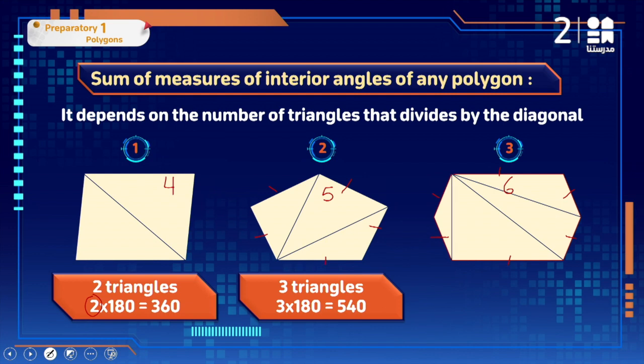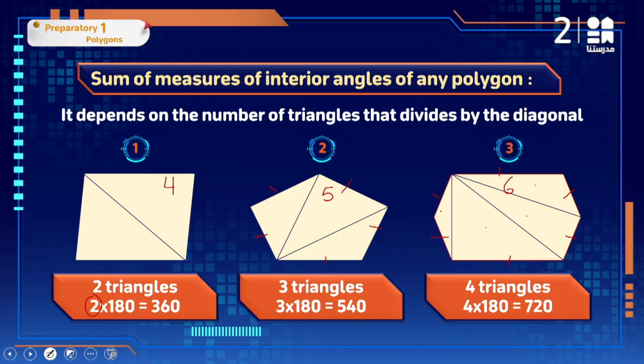So here we have, take any vertex and draw from it the diagonals. So I got 1, 2, 3, 4 separate triangles. So the number of triangles is 4. So 180 times 4, which is 720. Okay, what do you observe here?